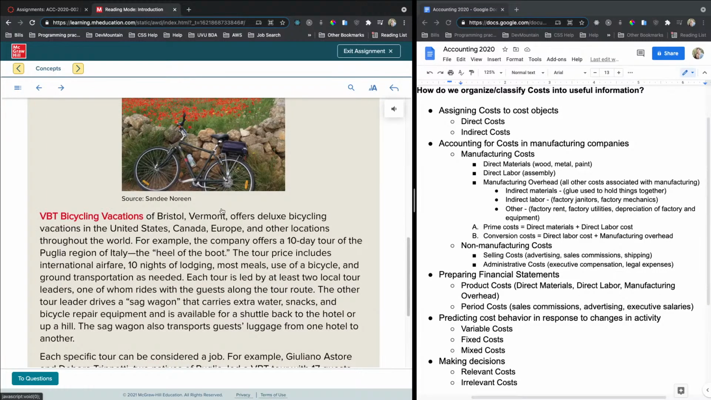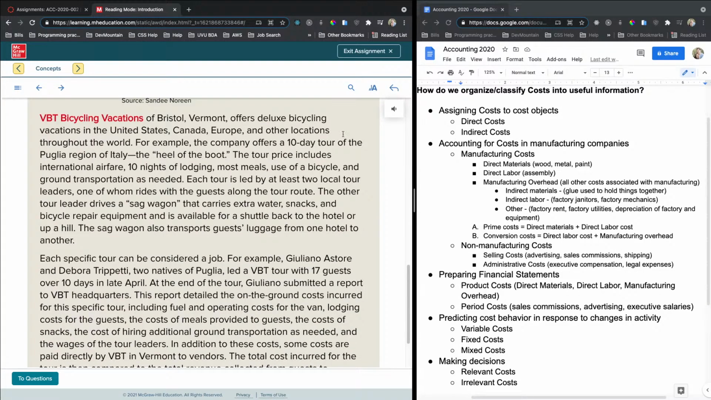Looks like people biking. VPT Biking Vacations of Bristol, Vermont offers deluxe biking vacations in the United States, Canada, Europe, and other locations throughout the world. For example, the company offers a 10-day tour of the Puglia region of Italy, the heel of the boot. The tour price includes international airfare, 10 nights of lodging, most meals, use of a bicycle, and ground transportation as needed.